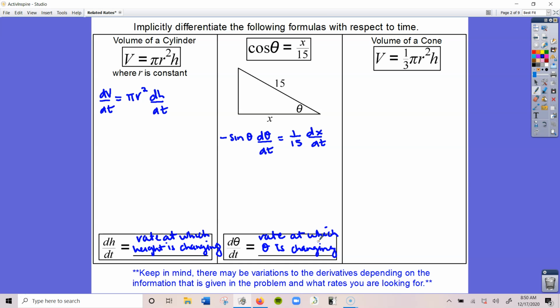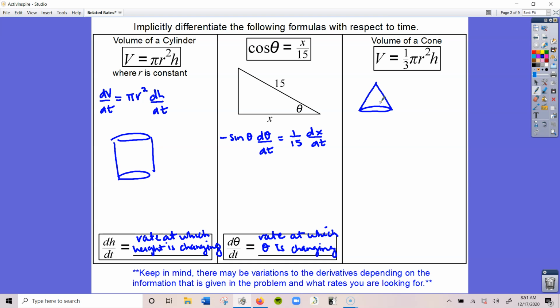Now for the volume of a cone. In the volume of a cylinder, just so you can understand why the radius is a constant, no matter where you go along the cylinder, the radius does not change. So we don't have to worry about r as being a variable. However, for a cone, depending on where you go along the cone, the radius does change. So we would treat the radius as a variable.